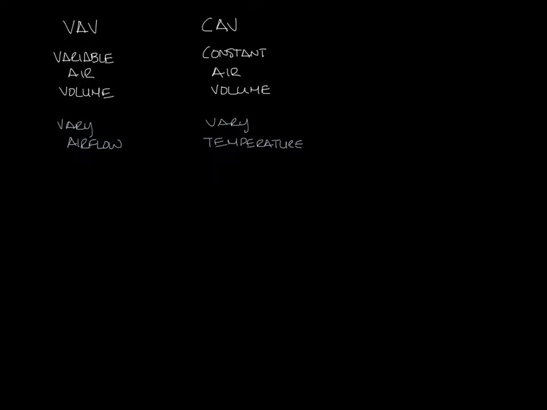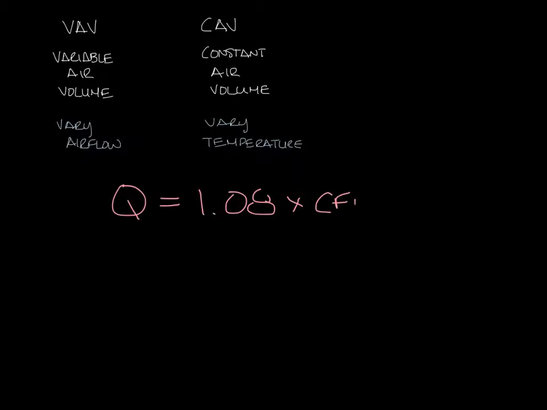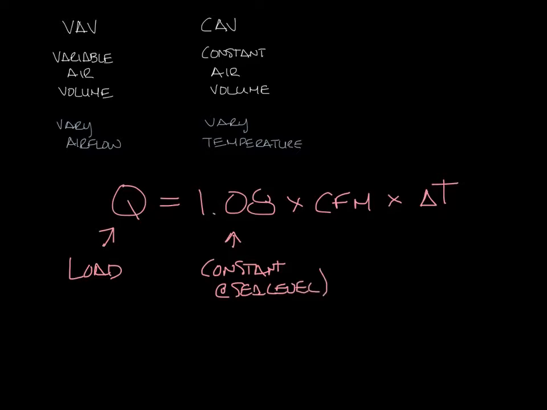So let's make a little room up here. So the real reason I can't believe I forgot this is this. This is the load equation. So basically, the load in the space is equal to 1.08, which is a constant, in this case at sea level, times the CFM you deliver, times delta T. And delta T is the difference between the space temperature and the supply air temperature.